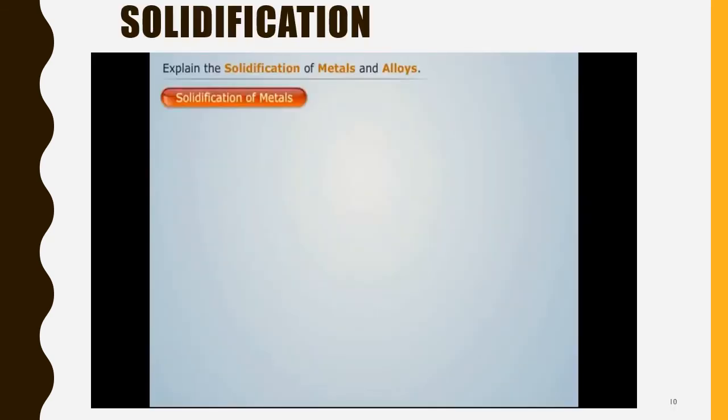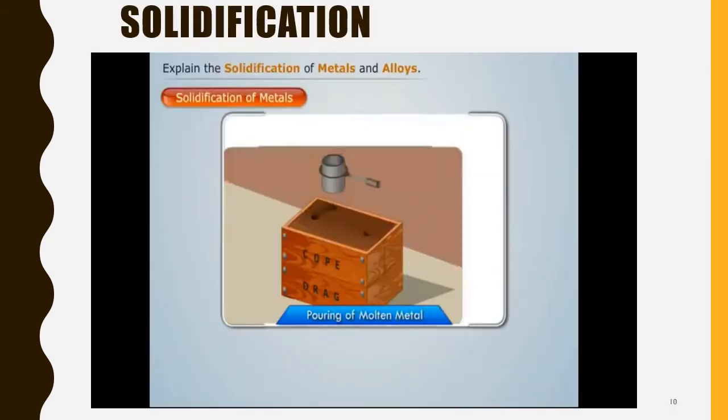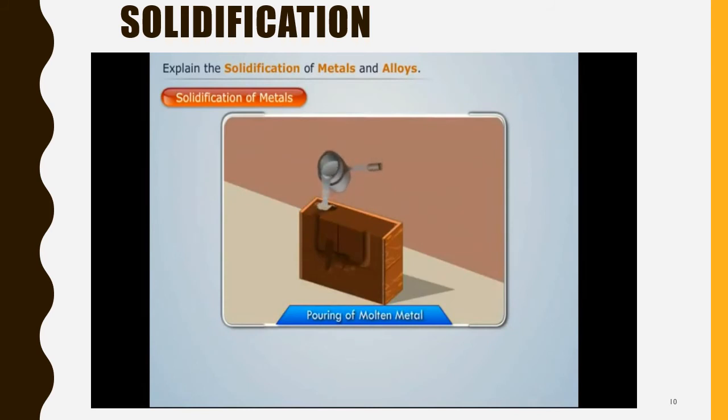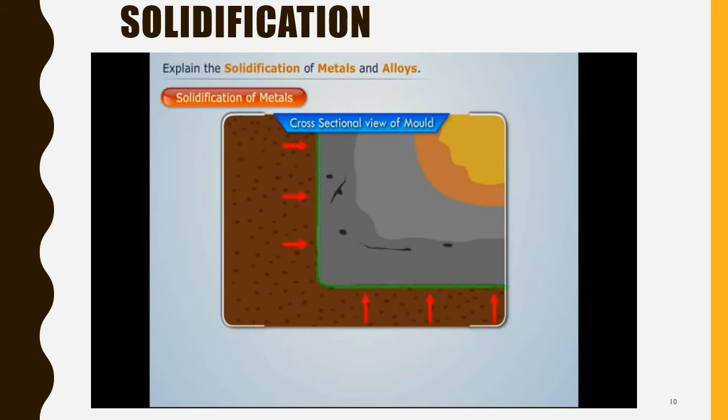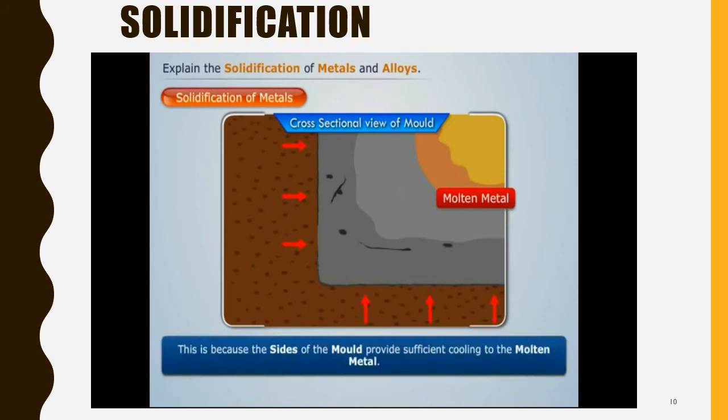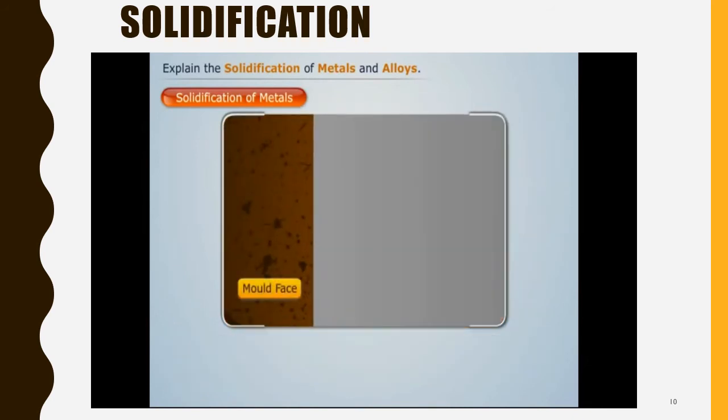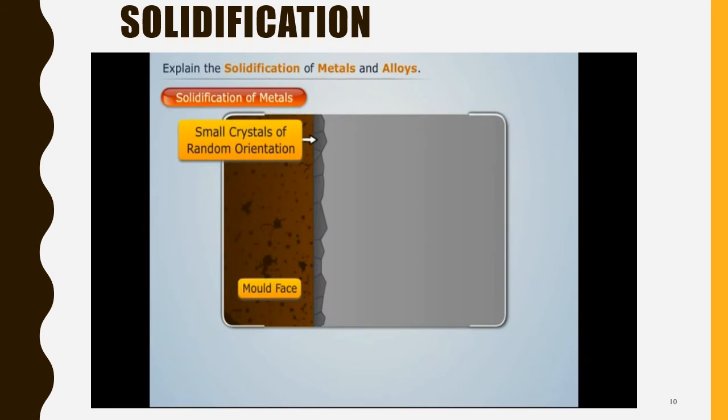Okay. Now let us take a look at this video. When we pour the molten metal in the mold cavity, we see that the solidification process starts from the sides of the mold, then moves towards the molten metal. This is because the sides of the mold provide sufficient cooling to the molten metal. After some time, we see that the molten metal solidifies in the form of randomly oriented crystals. The region where the crystals are formed acts as the production area and is called the nucleus.